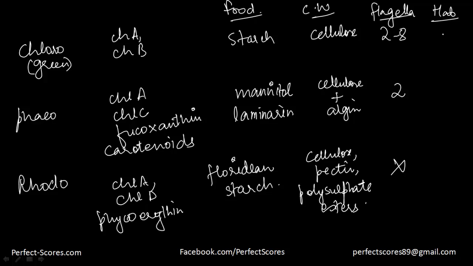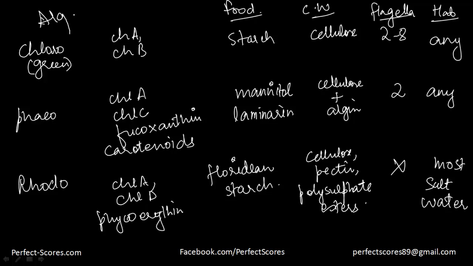Chlorophyceae can be in fresh water, brackish water, or salt water. So basically any kind of habitat. Phaeophyceae very rarely in fresh water, but they can exist, plus salt water. So in other words, any habitat. Rhodophyceae, some are there in fresh water, but usually in salt water. So that is a general summary of the three kinds of algae that we have discussed so far.